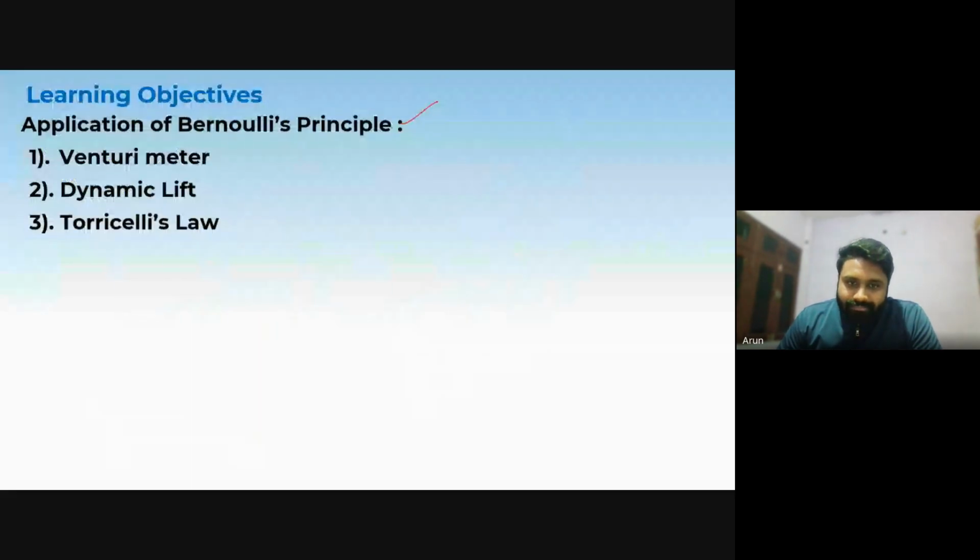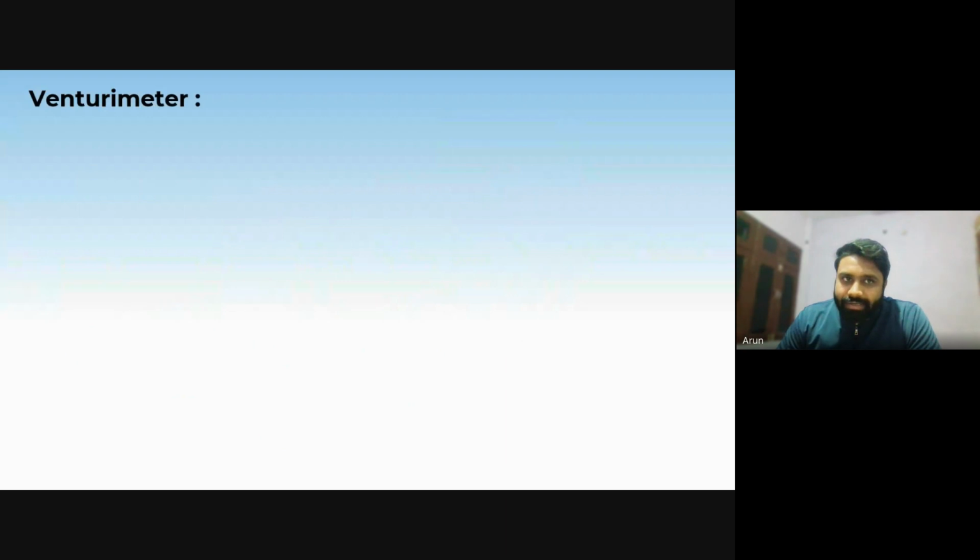Now, get back to our work. Firstly, we will discuss the Venturi meter. What is this? If you are able to crack the JEE Mains, you will get to enter the NIT.